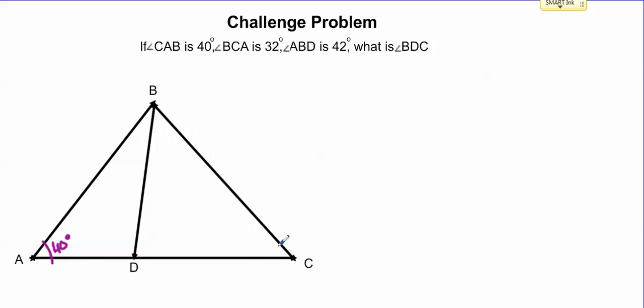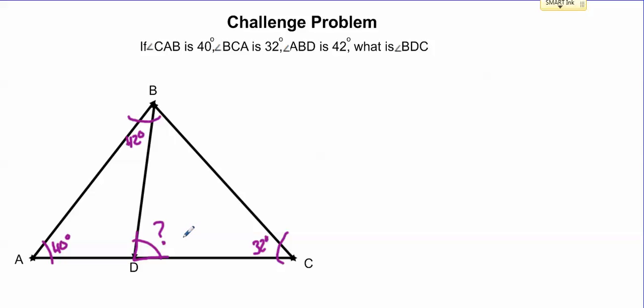So that's BCA. C is in the middle, so that one is 32 degrees. And then finally, ABD is 42 degrees. Now what we're trying to solve for here is BDC, which is this angle, BDC. And we don't know what it is. That's our question mark.